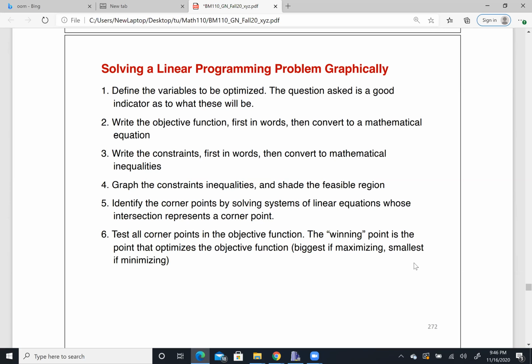And step number 4, graph the constraint inequalities and shade the feasible region. And number 5, identify the corner points by solving the system of linear equations whose intersections represent a corner point. And the last step, number 6, test all corner points in the objective function. The winning point is the point that optimizes the objective function. So the biggest if we want to maximize, and the smallest if we want to minimize.